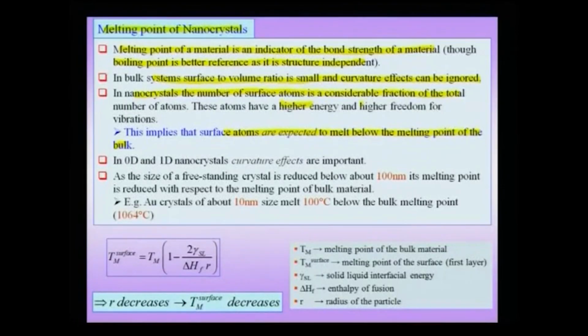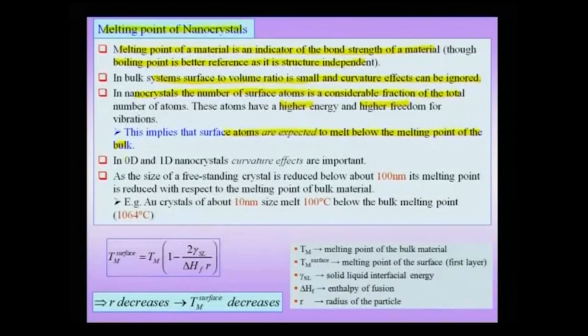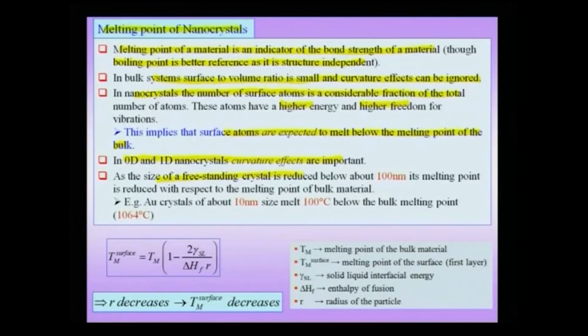How much of this is true, how much it stands up to experimental results, we will scrutinize in a moment, but as a first intuitive guess, we would expect that surface atoms, because of the higher energy they have and the higher freedom they enjoy, would tend to melt before the bulk atoms. And we have already noted that in 0D and 1D nanocrystals, curvature effects are important and cannot be ignored. Now, as the size of a freestanding nanocrystal is reduced below about, say, 100 nanometers, and I am talking about single crystals which are freestanding, it is noticed that its melting point is reduced with respect to the bulk melting point.